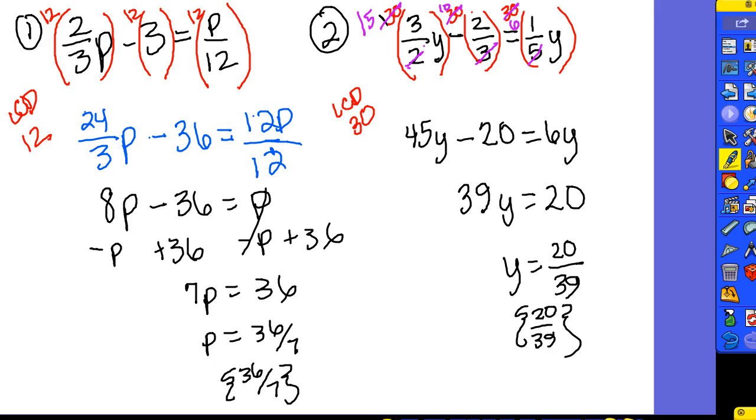Oh, I cross-simplified. I divided instead of multiplied. Here I multiplied first and then I divided. Here I divided 2 into 30, which is 15, and then I multiplied, so that I didn't have to write that out before I got to here. Cross-simplified is what I did. Does that make sense? Awesome.